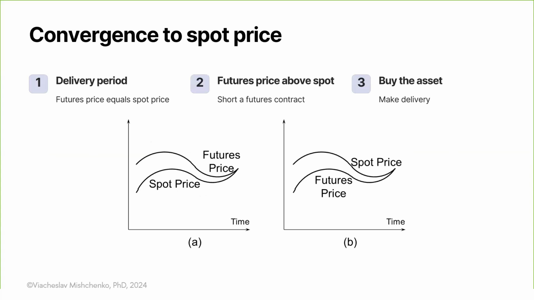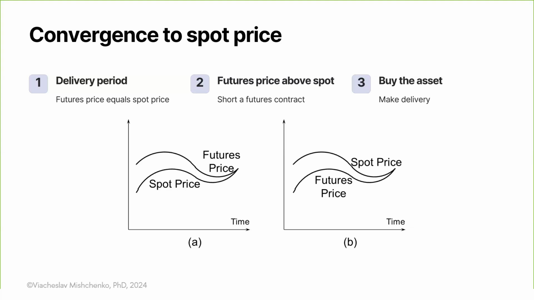This convergence is driven by arbitrage opportunities, usually. For example, if the futures price is above the spot price near expiration, then traders can short the futures, buy the asset, and make delivery for a risk-free profit. Now, this arbitrage actively pushes the futures price down towards the spot price, as you can see on the left graph.